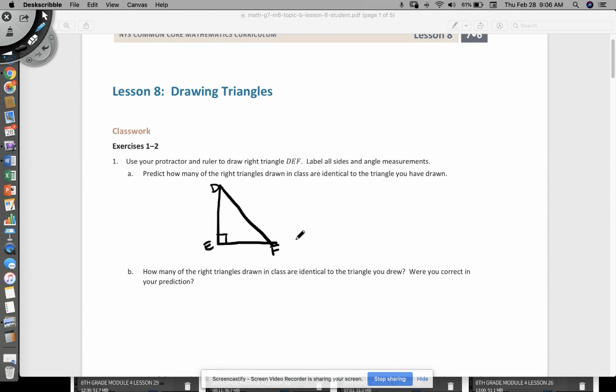Now predict how many of the right triangles drawn in class are identical to yours. So what I want you to do is talk to your neighbor and find out how many people also drew it the same size as yours. If you're watching this video at home, you can kind of skip that part. B, how many of the right triangles drawn in class were identical to the ones you drew? This is where you're going to state your answer. And again, if you're at home, just write at home, skip. All right, let's do the next one.